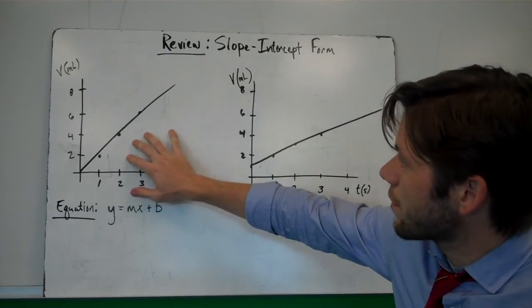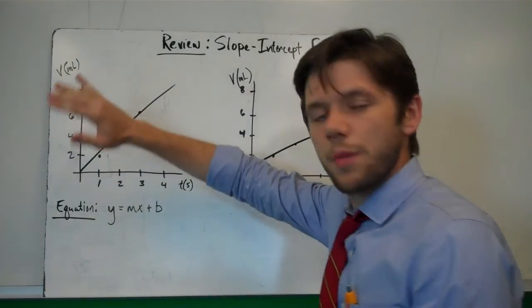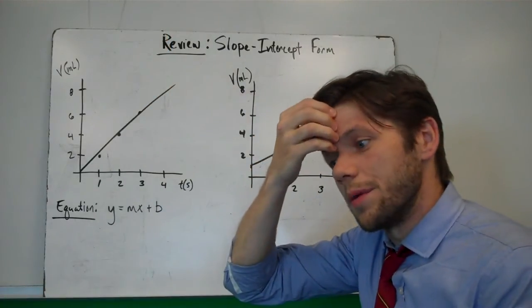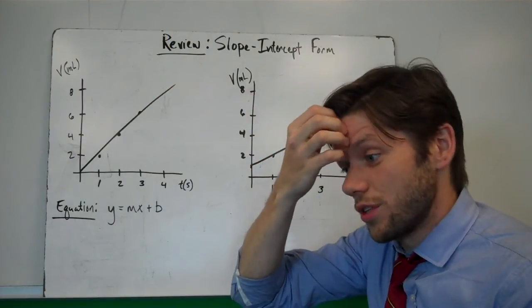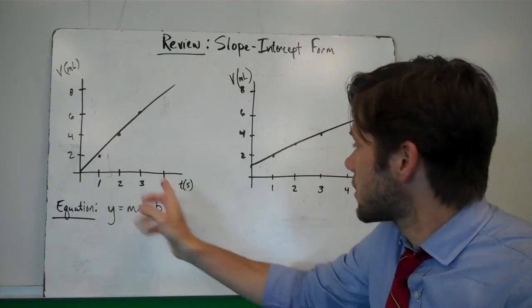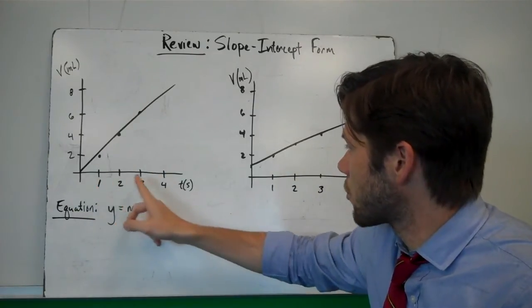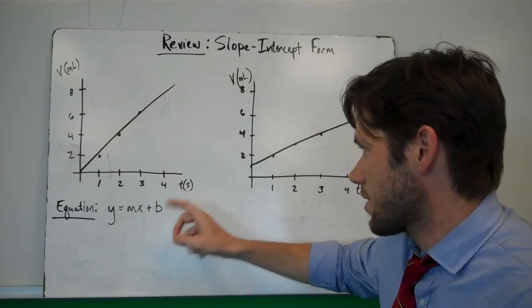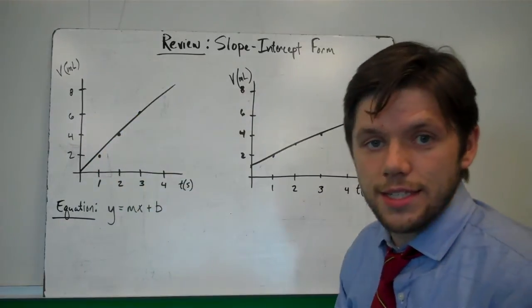I have one on the left. This is the volume of a liquid, so we might say this is the volume of a sink as you leave the sink faucet running over time. Time here is on the x-axis, so you see a progression of 1, 2, 3, 4 seconds, and the volume is rising as that goes on.